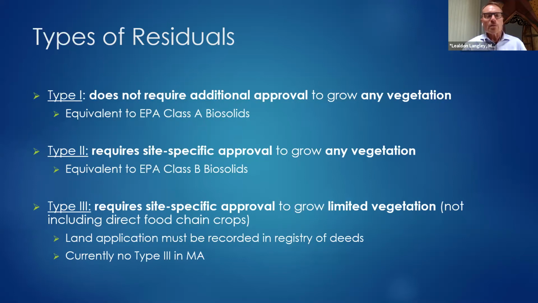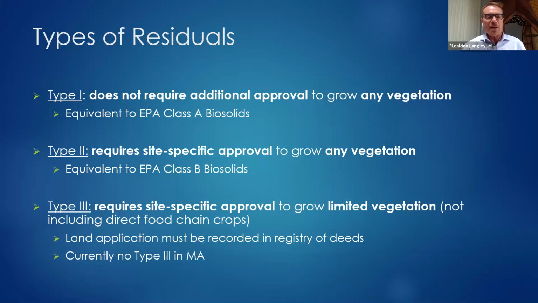So types of residuals, a type 1 residual is approved by MassDEP. It's equivalent to an EPA Class A biosolid. It is used to grow any vegetation, and it does not require any further approval by MassDEP prior to being land applied. In contrast to a type 2 approval, which requires, after approval by DEP, site-specific approval to grow any vegetation, and it's equivalent to an EPA Class B biosolid.